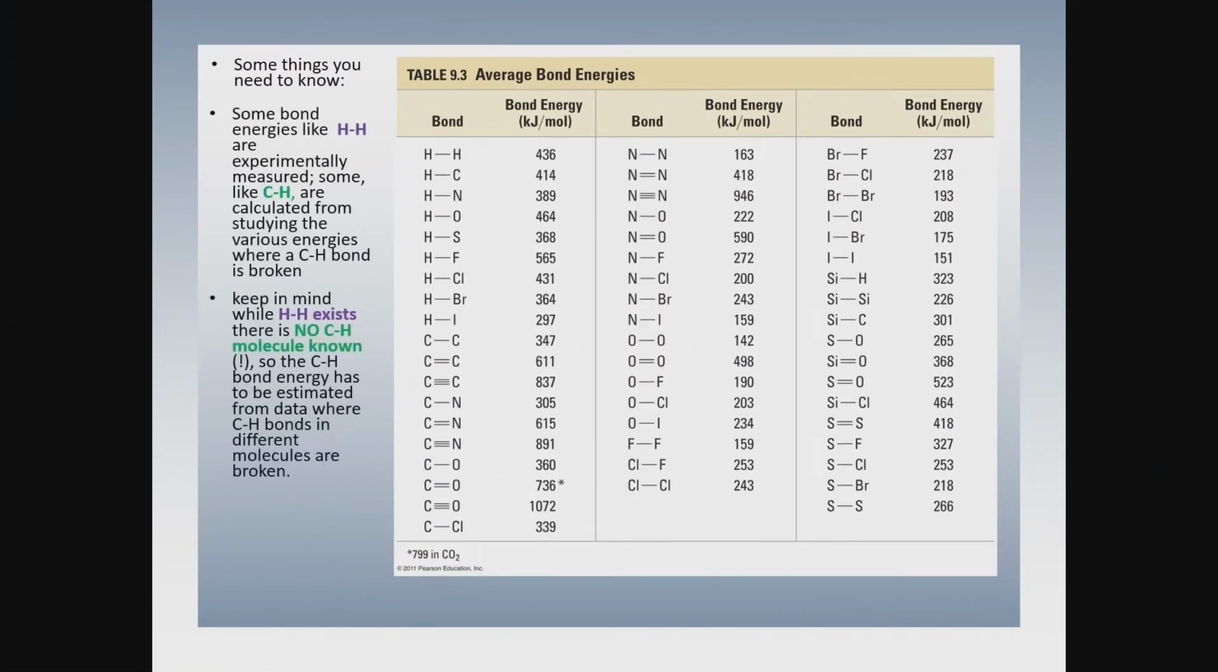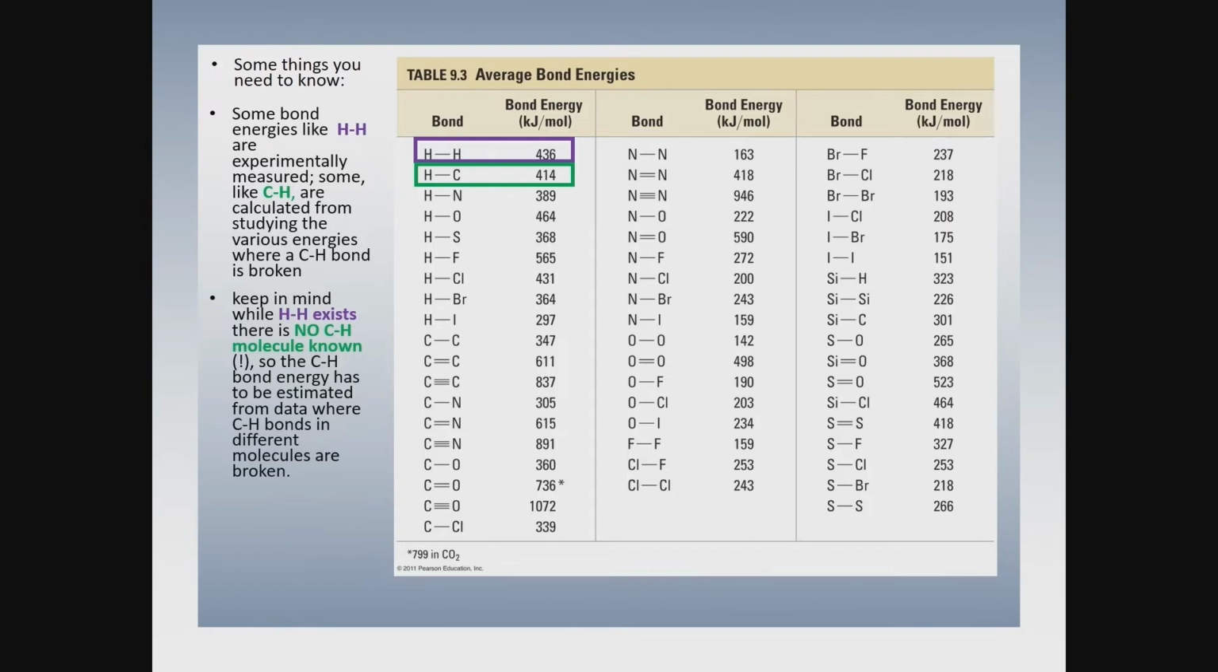One thing I want you to notice here is I have a table of bond energies. The first bond energy is for breaking diatomic hydrogen, and it's 436 kilojoules per mole. The next one is for breaking a bond between hydrogen and carbon, which is a single bond, and it's about 414 kilojoules per mole. They're not too far off from each other because they're both single bonds.